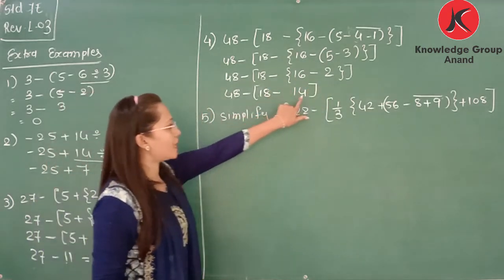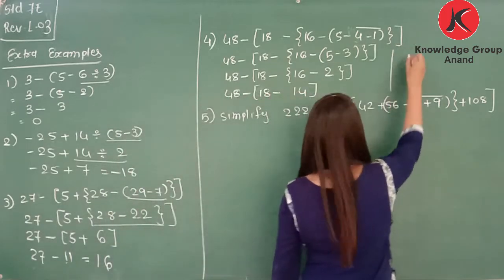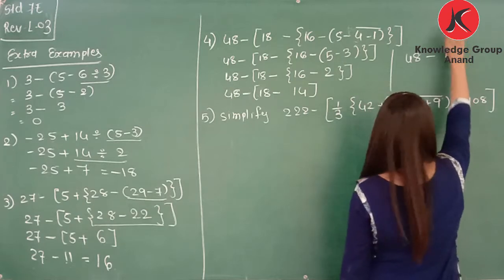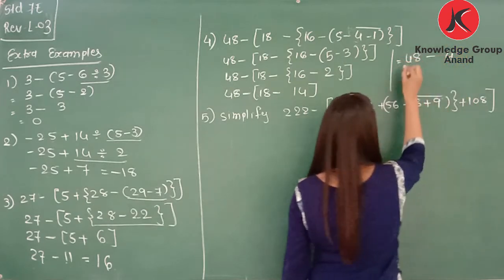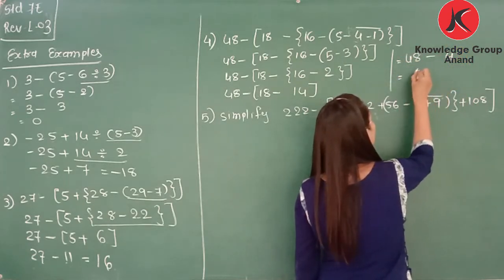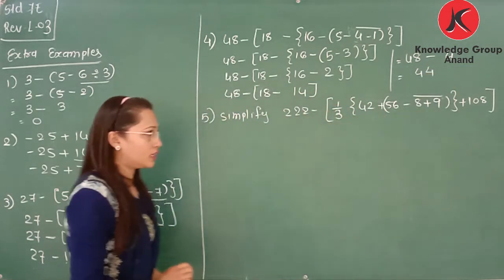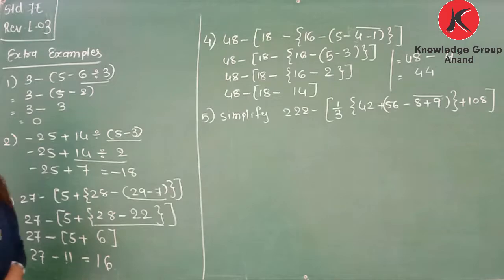Now 18 minus 14, that is 14. 18 minus 14 is 4. Now 48 minus 4 is 44. Clear? Now next.